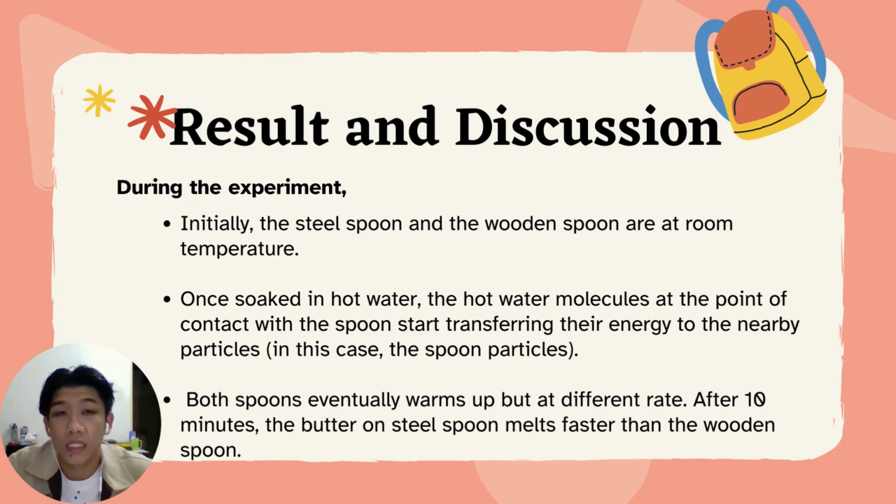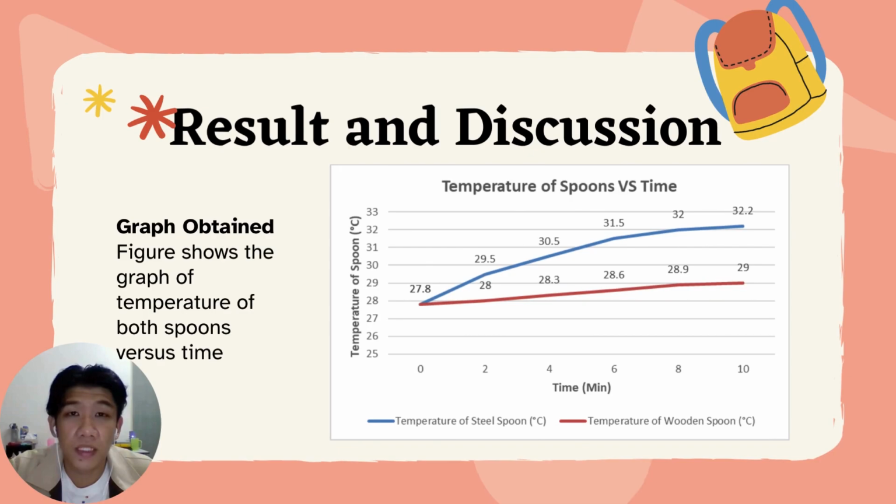As you can see in the data obtained just now, the steel spoon has a higher final temperature than the wooden spoon. Of course, after 10 minutes, the butter on the steel spoon melts faster than on the wooden spoon. This figure shows the graph of temperature of both spoons versus time. As you can see, both spoons started with the same initial temperatures. However, at the final temperature, the temperature of the steel spoon is slightly higher than that of the wooden spoon.